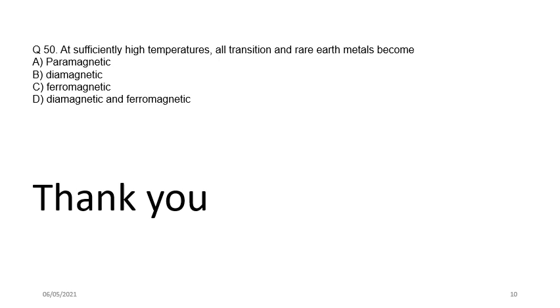At sufficiently high temperature, all transition and rare earth metals become... Generally all transition and rare earth metals are magnetic materials, but at sufficiently high temperatures, these materials get converted into paramagnetic material. So option A is the correct option.